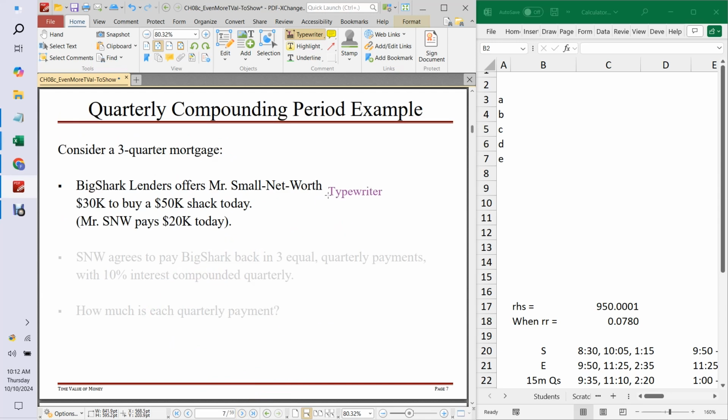All right, let's do a quarterly compounding period example to illustrate how all of our math that we've learned so far is still going to work for any compounding period. So let's look at now a 3/4 mortgage. So we're going to go back to Mr.